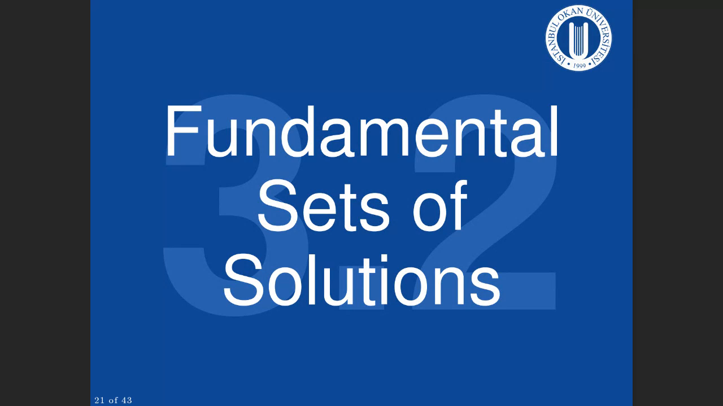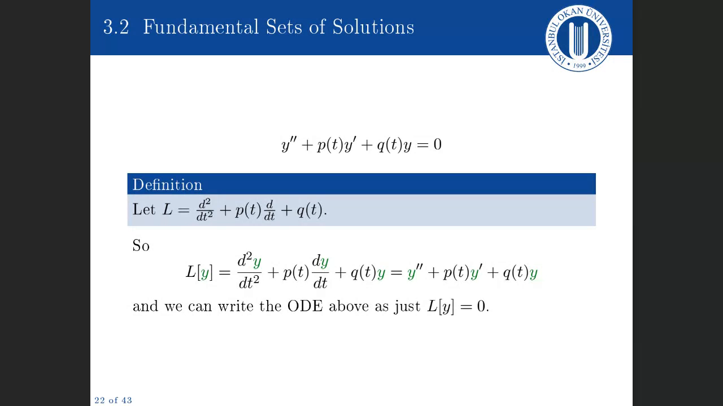Before I go on to case two and start talking about complex roots, I want to talk more about the theory of fundamental sets of solutions. In this section, we're going to be looking at equations of the form y double prime plus p(t) y prime plus q(t) y is equal to 0. And we're going to be writing this a lot, but I want a quicker way to write this. So I'm going to define an operator L. L will be two derivatives plus p(t) multiplied by one derivative plus q(t). So what I mean is, if I write L of y, that's two derivatives of y plus p(t) multiplied by one derivative of y plus q(t) multiplied by y.